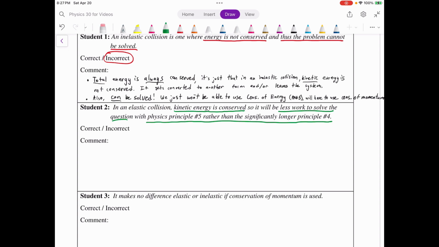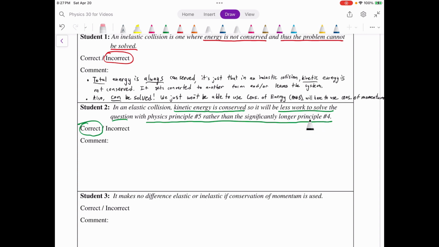So I do agree with this student. They're correct, but they need to be careful too. Because what will energy never give us? Since it's a scalar, it will never give us direction. So if we were asked to find the velocity, this would not be true. We would still have to do principle number 4, conservation of momentum, because velocity is a vector.